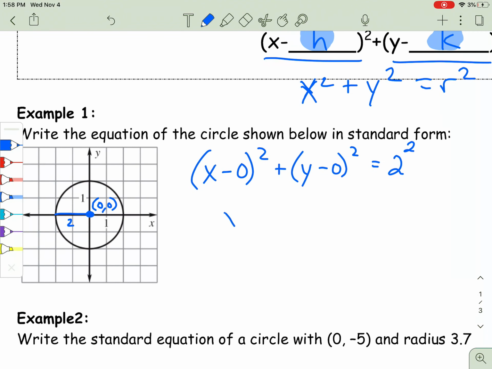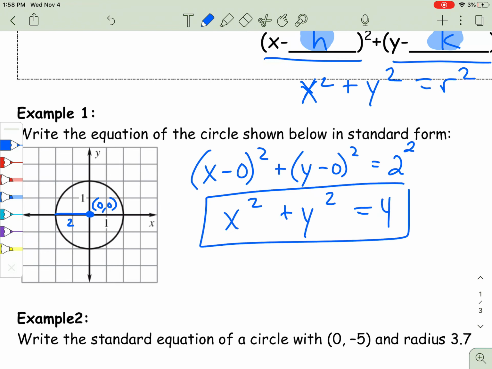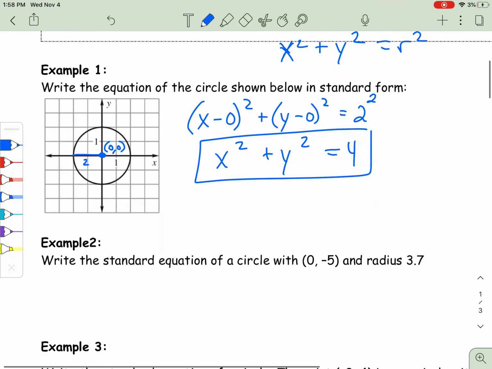Now I'm going to simplify this equation in example 1. Anything minus 0 is just itself. Same thing for y, and 2 squared is, of course, 4. So there's our equation for that one.